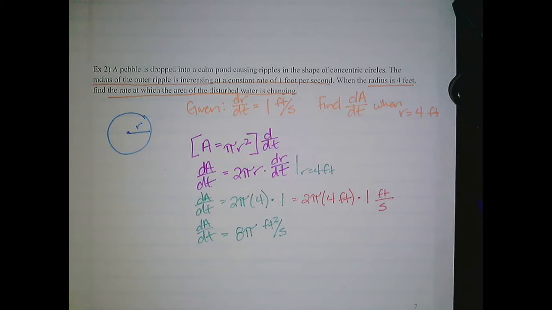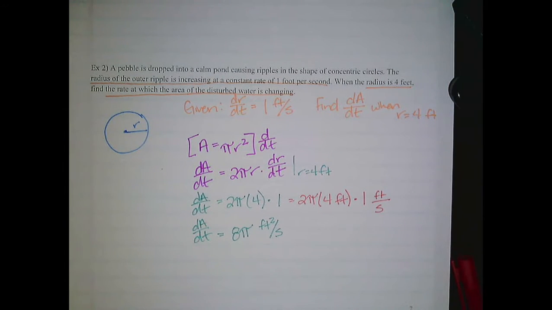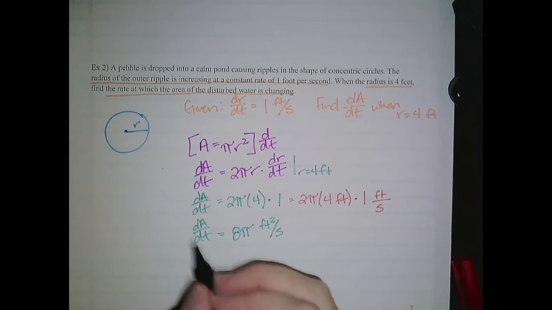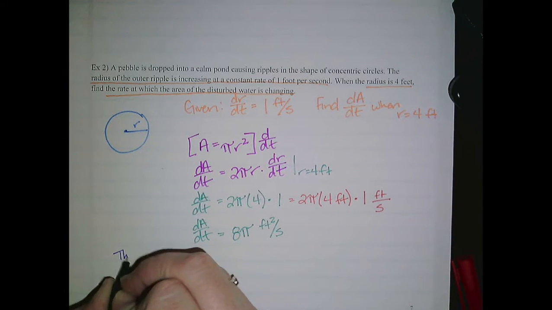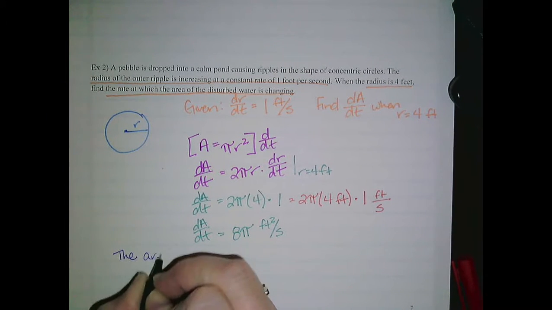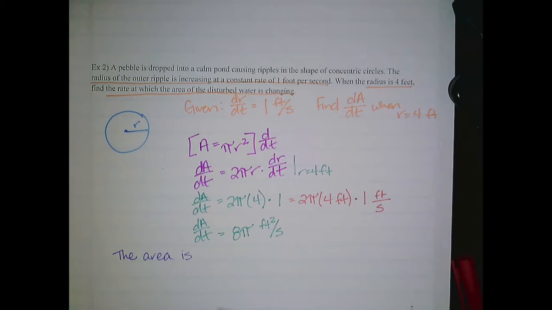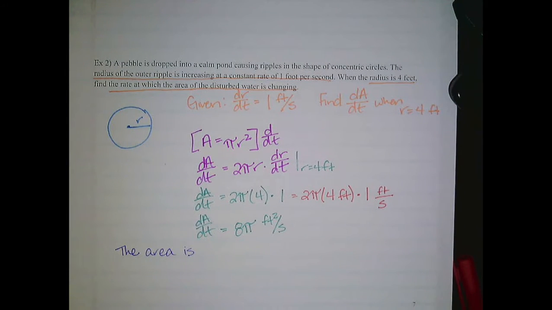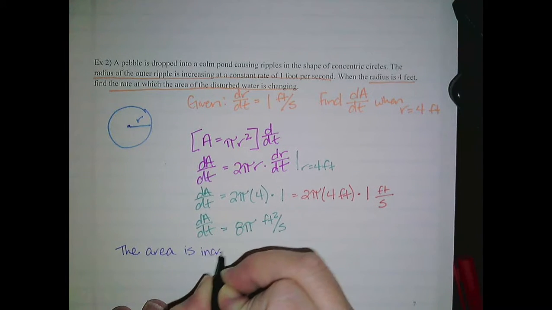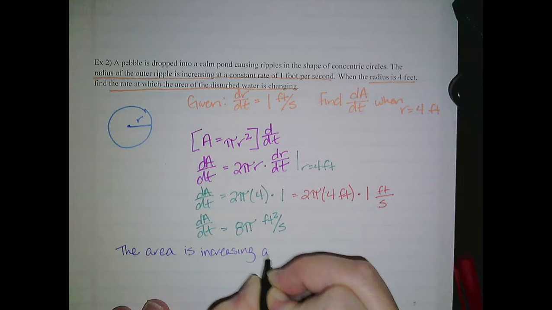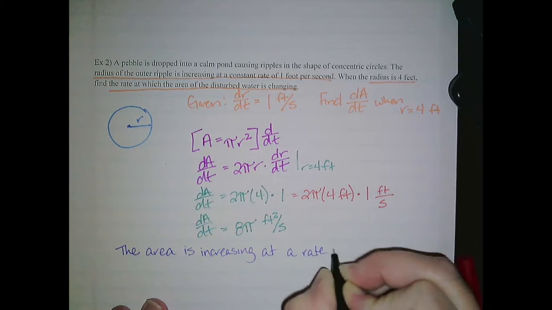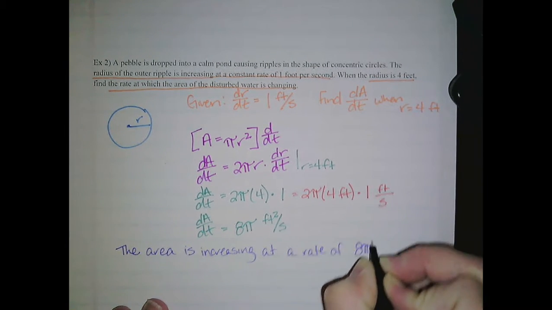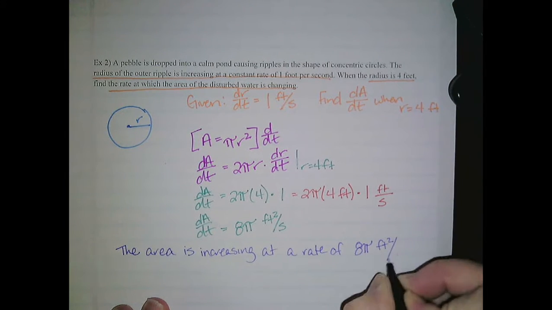So then I like to wrap these problems up just by writing out a sentence of what's changing and how it's changing with units. So in this case, dA dt is the rate of change of the area. We can say that the area is, and we want to make sure that we include how it's changing, because as a positive rate of change, we would say that the area is increasing at a rate of 8 pi square feet per second.